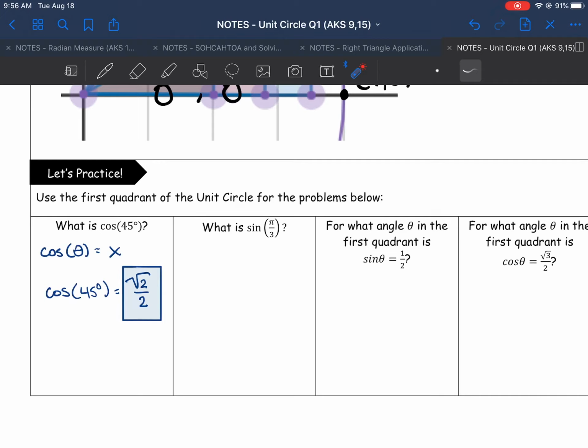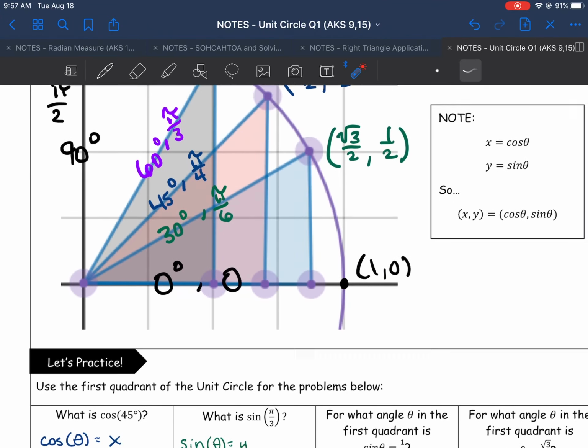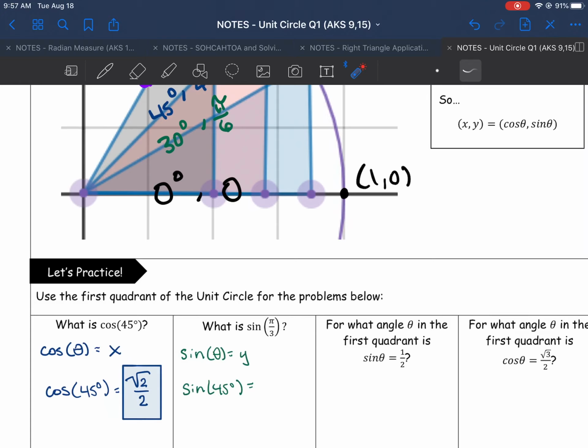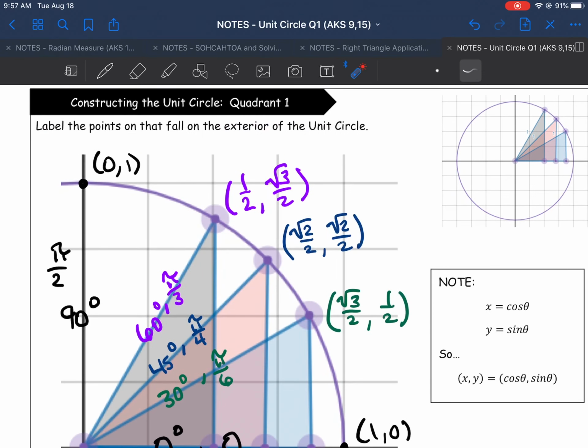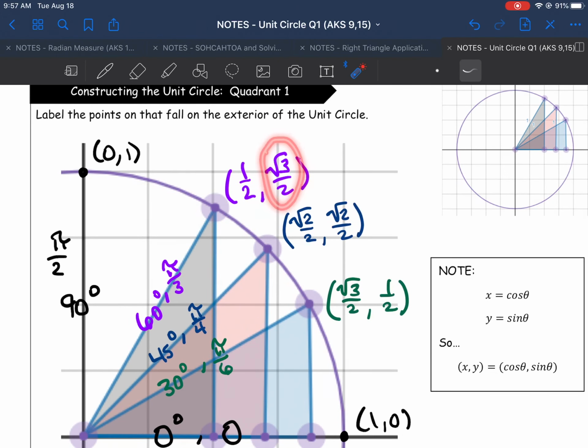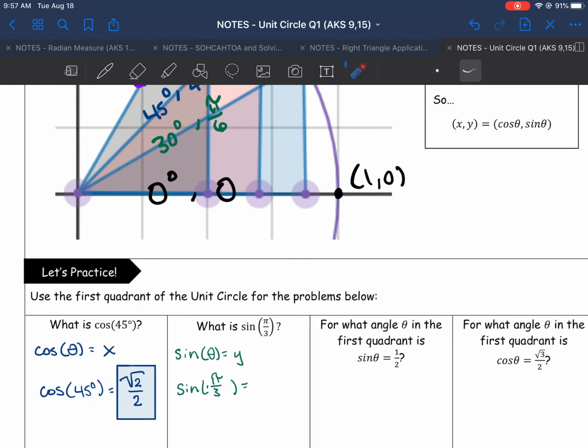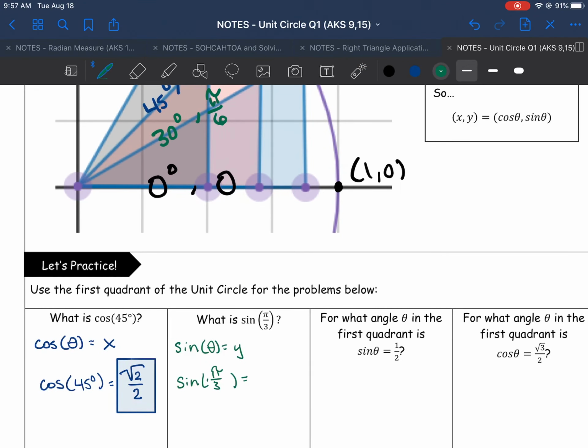Now let's find the sine of pi over 3. Well, recall that the sine of an angle is the y value of that ordered pair. So if I wanted to find the sine of pi over 3, I would go to the angle given by pi over 3 radians on my unit circle. So pi over 3 radians is right here. And the sine of pi over 3, the y value, will be square root 3 over 2. So the sine of pi over 3 would be the square root of 3 over 2.